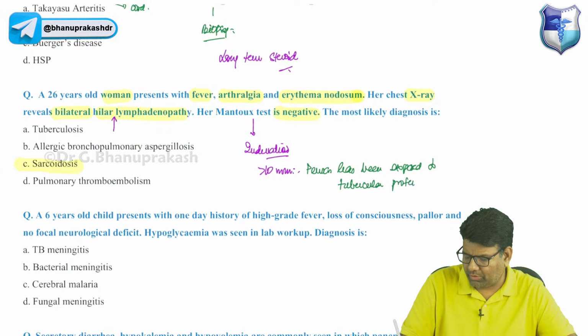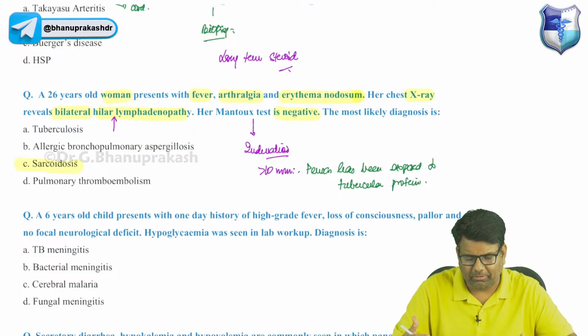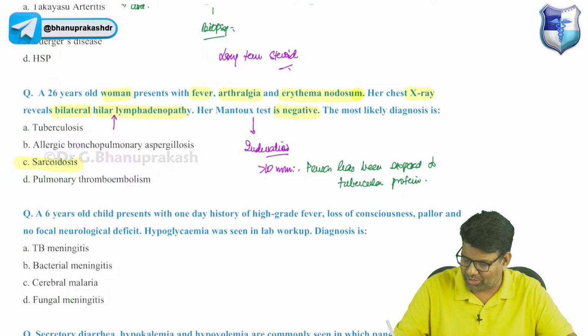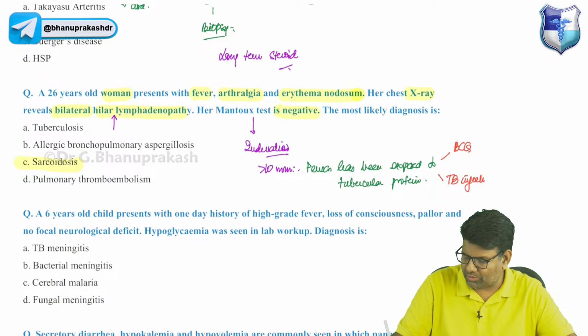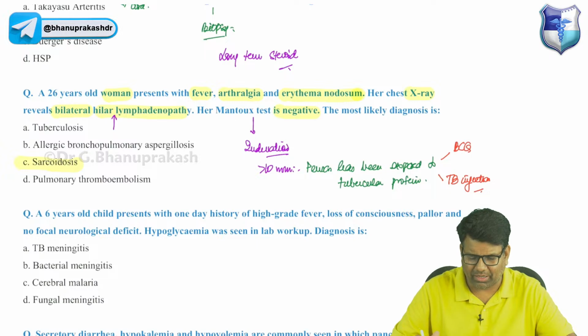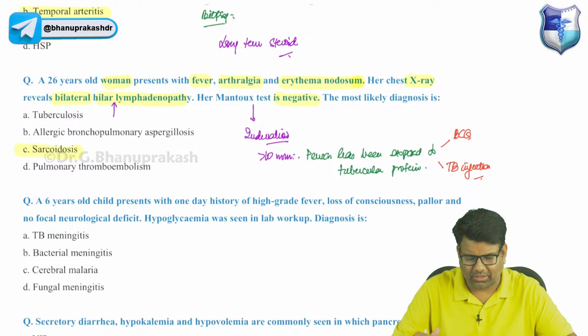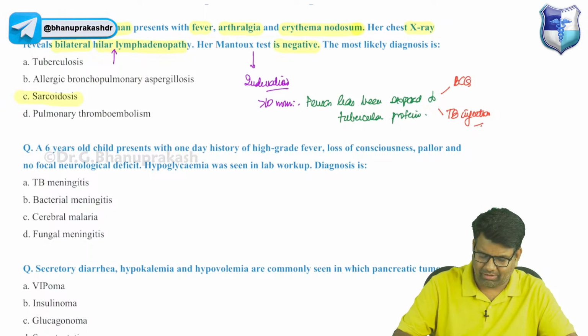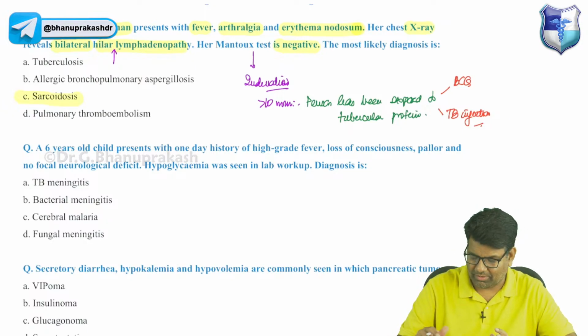So even if Mantoux is positive, it does not say that the patient is suffering from tuberculosis. It just tells us that the patient has been exposed to tubercular protein. It can be by way of BCG vaccination, or because of TB infection. It does not guide us, but yes, this is always a part of our workup. We always go for it. If it is negative, we can go to sarcoidosis. Bilateral hilar lymphadenopathy is quite important here.